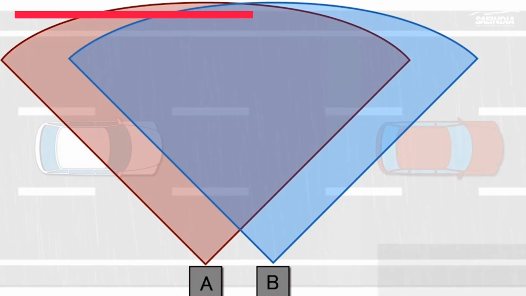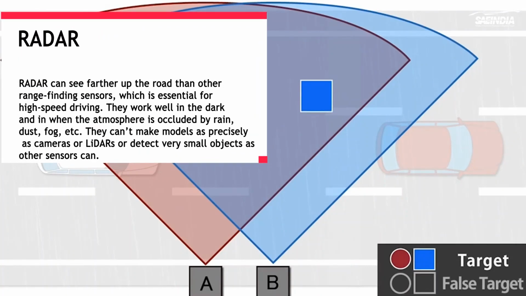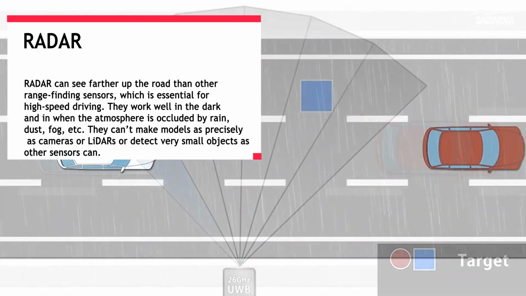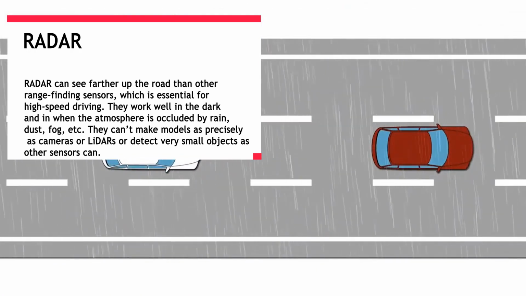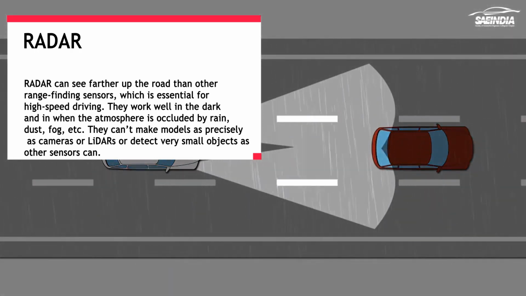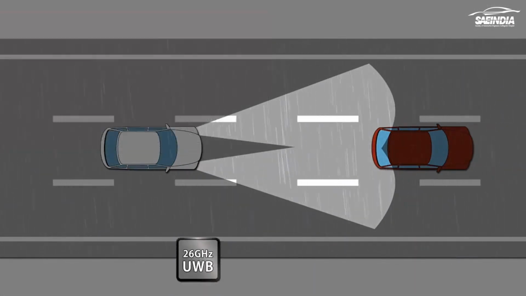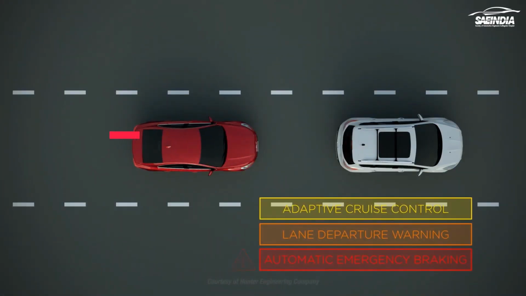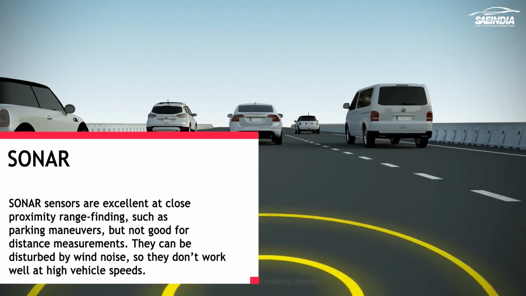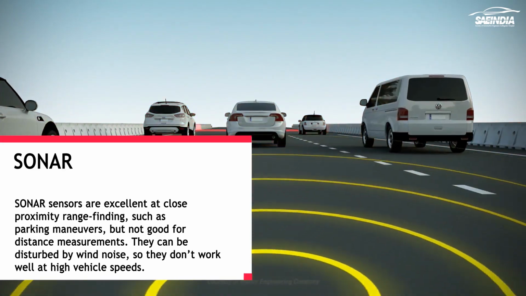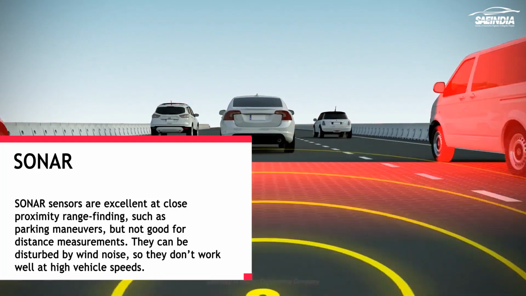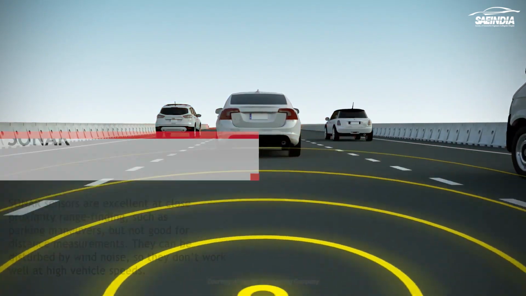The radar can see farther up the road than the other range-finding sensors, which is essential for high-speed driving. They work well in the dark and when the atmosphere is occluded by rain, dust, or fog. They can't make models as precisely as camera systems or LiDARs, or detect very small objects as the other sensors can. The SONAR sensors are excellent at close proximity range finding, such as parking maneuvers, but not good for distance measurements. They can be disturbed by wind noise, so they don't work well at high vehicle speeds.